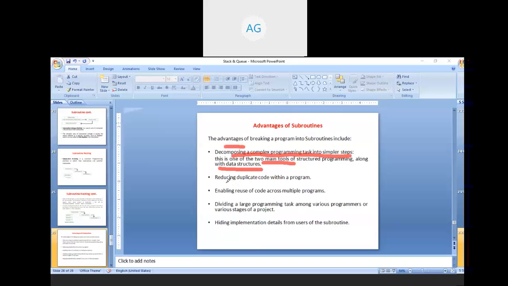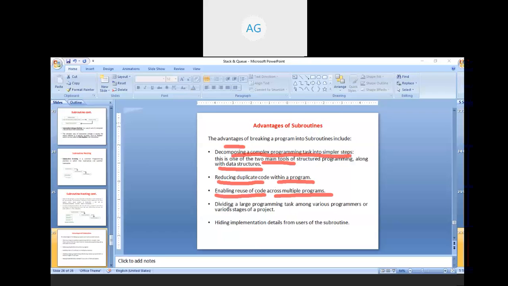The second advantage is reducing duplicate code within a program. As we already know that a subroutine is stored in the memory only once, so it reduces the duplicate code within the program. The third advantage is enabling reuse of code across multiple programs, because the same subroutine has been used in multiple programs, so it uses the concept of reusability of code.